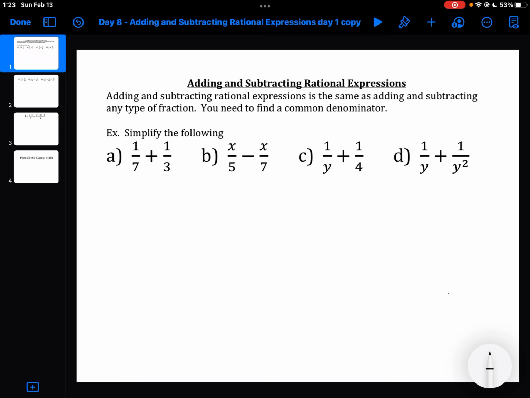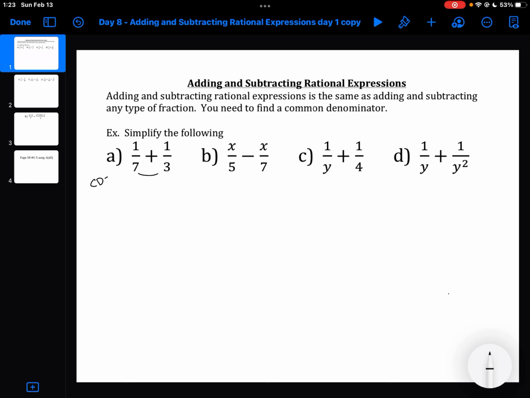We can always find a common denominator by multiplying the two or three denominators together. It won't always give you the lowest common denominator, but it will always give you a common denominator.